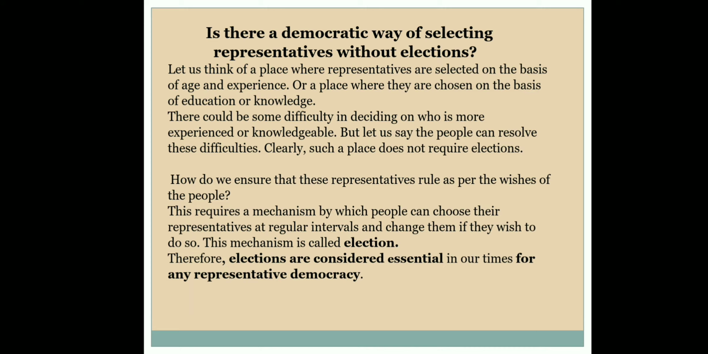How do we ensure that these representatives rule as per the wishes of the people? This requires a mechanism by which people can choose their representatives at regular intervals and change them if they wish to do so. This mechanism is called election. So what is election? It is a mechanism by which people can choose their representatives at regular intervals and change them if they wish to do so. Therefore, elections are considered essential in our times for any representative democracy.